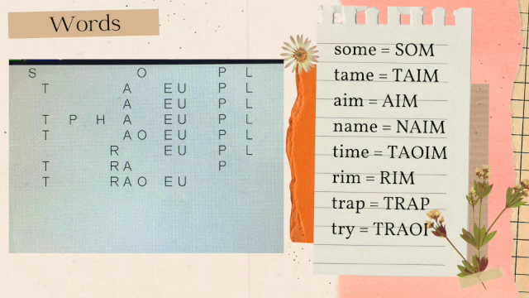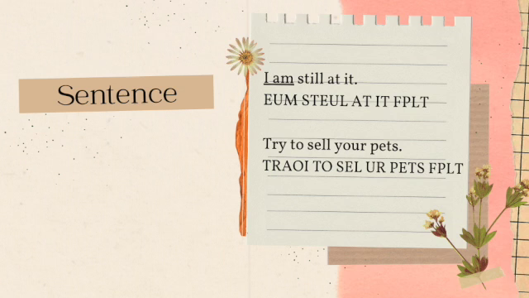Time, initial T, long I, final M. Rim, initial R, vowel I, final M. Trap, initial TR, vowel A, final P. Then try, initial TR, long I. So let's try this sentence. We have I am still at it. Another one is try to sell your pets.